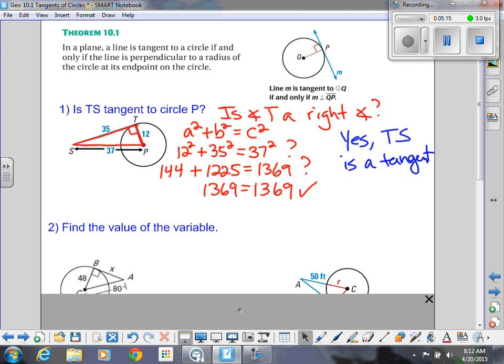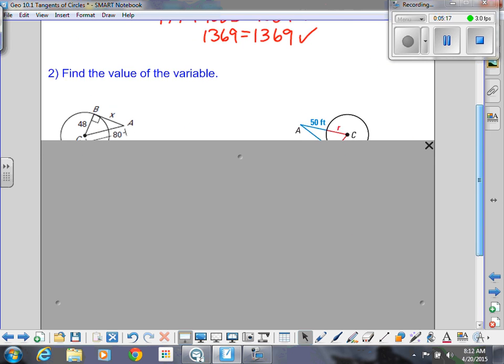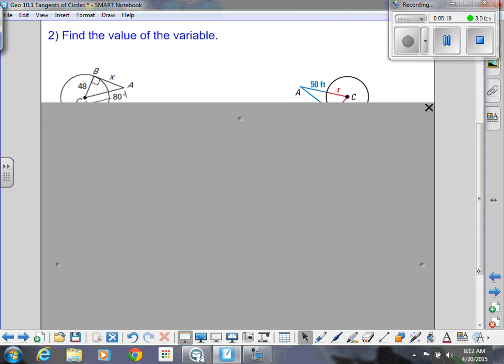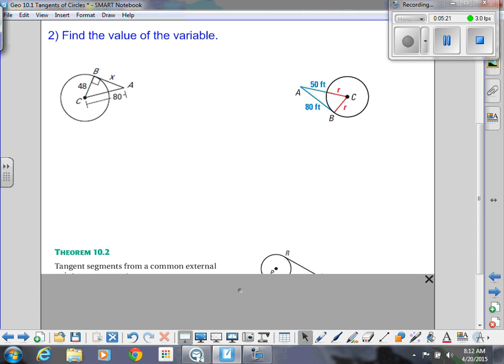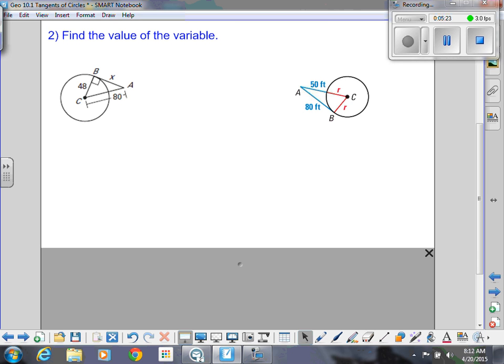Okay. So now let's do some more examples. In these examples, we're trying to find the value of the variable. So in this first one, x is our variable. We're trying to find that length. And it does say in this one that it is a right angle. So we know that AB is a tangent to that circle.